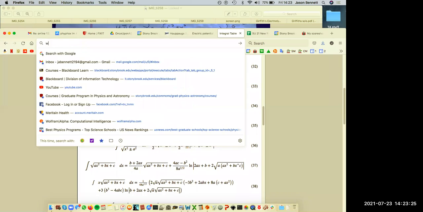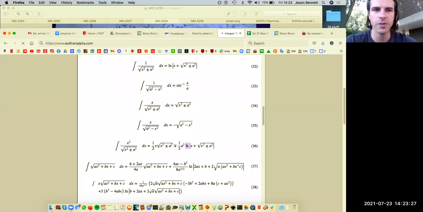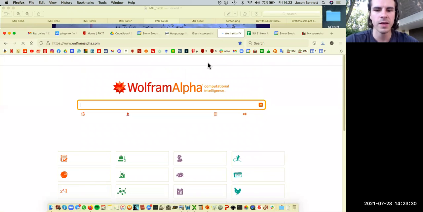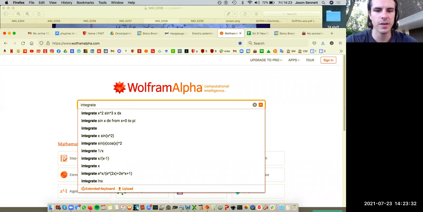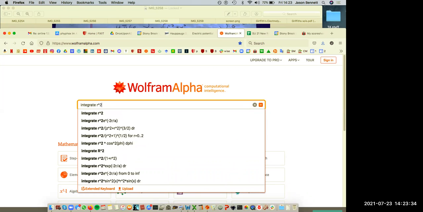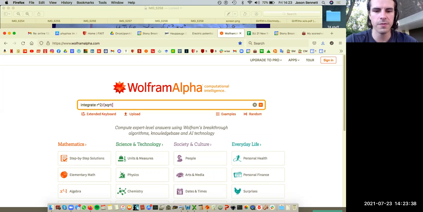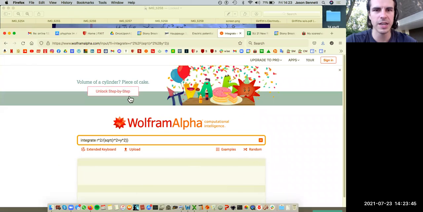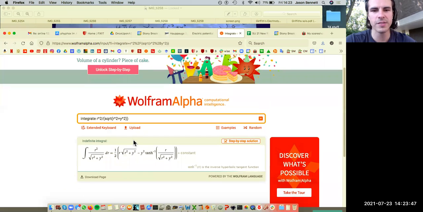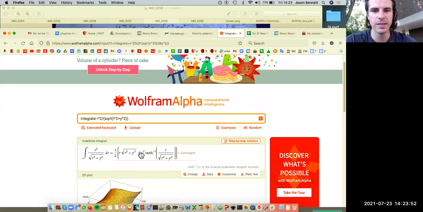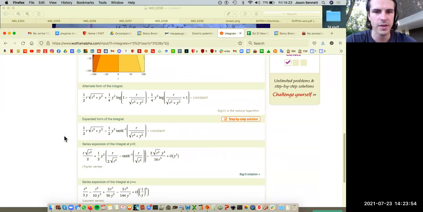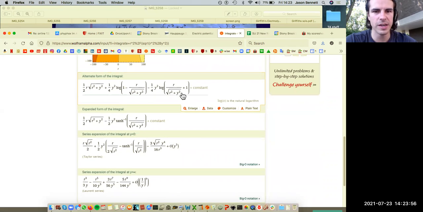let's go back to, there's this program called Wolfram Alpha that you can use for free online. And I want to say integrate r squared over the square root of r squared plus y squared. And if I just do that, it tells me the answer. It gives me the right answer, but it's weird, instead of the logarithm, they give me the tan.